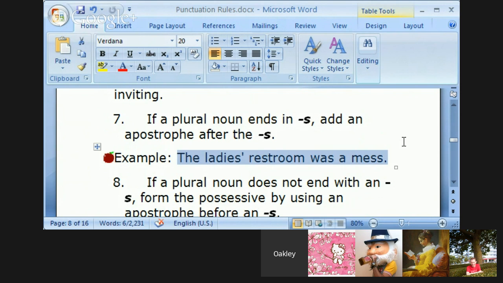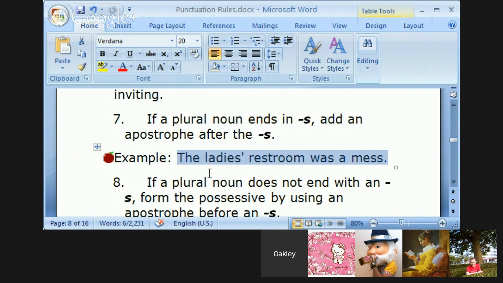Okay, let's see. What's another one? The children's toys were all over the floor. All right, same idea. We don't say children's. We just say the children's toys were all over the floor to show the possessive. Children obviously is already a plural, right? So in this case, we do not say ladies's. We just say ladies'. Tricky.